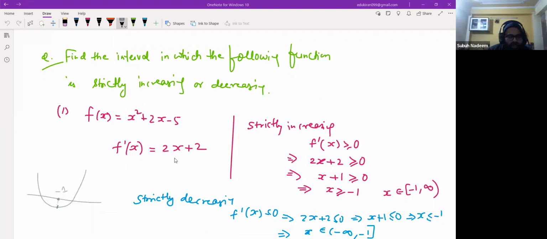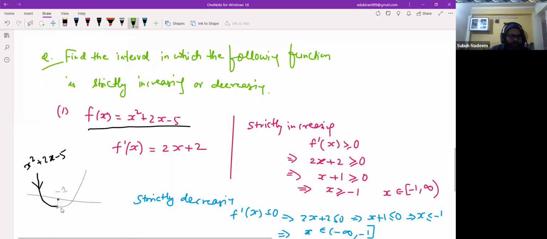Yes. What is important here? If you see the graph of f of x, this graph is an upward opening parabola, x square plus 2x minus 5. And this x is equal to minus 1 somewhere here, where it is becoming minimum. So you can see that from minus infinity till minus 1, this graph is decreasing. It is decreasing like this. And then from minus 1 to infinity, it is again increasing like this. So you can say that our result is correct. It is according to the graph.